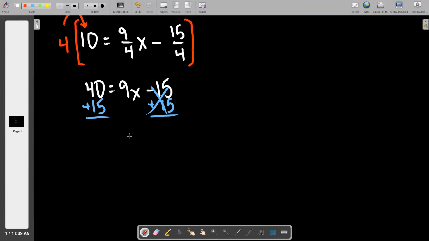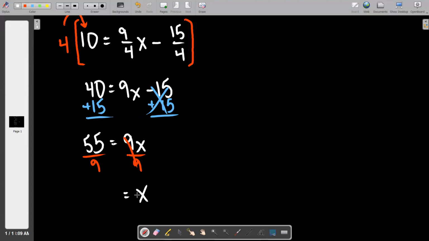And we're going to get 9x equals 40 plus 15. We're going to divide both sides by 9. And what do you think about 55 divided by 9? It's just going to be a fraction. It ain't happening, is it? You can't divide 55 by 9.